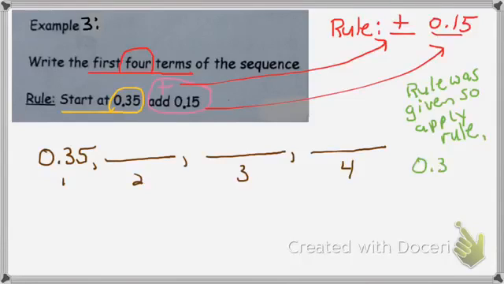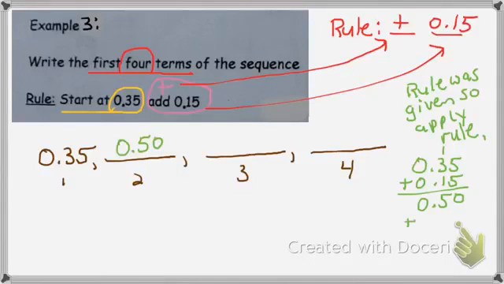So I'll take the first given number, which is 0.35. I will apply the rule, which is to add 0.15. Of course, this is addition of decimals, and I have to line up my decimals. I have to be straight. So we add 5 plus 5 is 10. Put down the 0, carry the 1. 1 plus 3 is 4, plus 1 is 5. Bring down my decimal. 0 plus 0 is 0. Put that in for number 2.